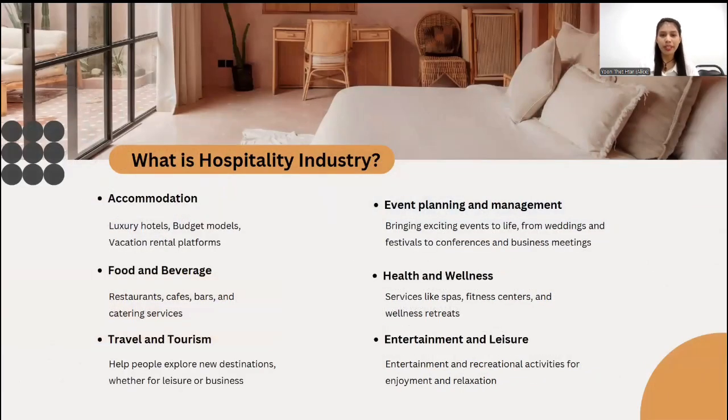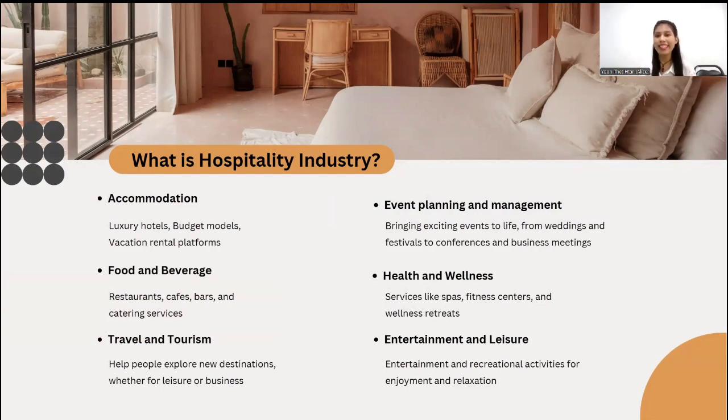I would love to explain what the hospitality industry is. Obviously, the hospitality industry is a very diverse topic, but let me explain in a very simple way. In general, we can break down the hospitality industry into 6 different parts, which are accommodation, food and beverage, travel and tourism, event planning and management, health and wellness, and last but not least, entertainment and leisure. So let's break down these 6 topics in general and in detail.